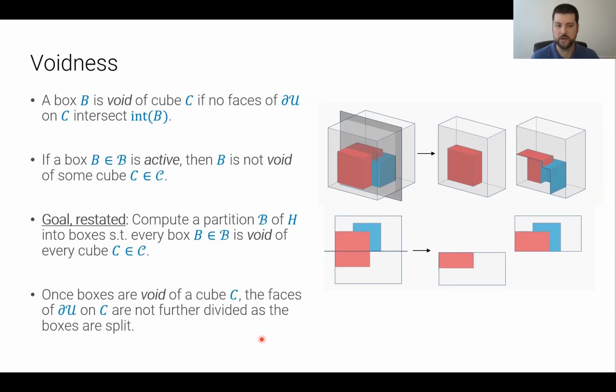Just restating what we already know. Once a collection of boxes are void of a cube C, as those boxes are further split by the algorithm, it's not cutting through any of the faces on C. So there's a concrete example here. We can see that after the cut is being made, that left box is void of the blue cube. And in a sense, progress is being made.